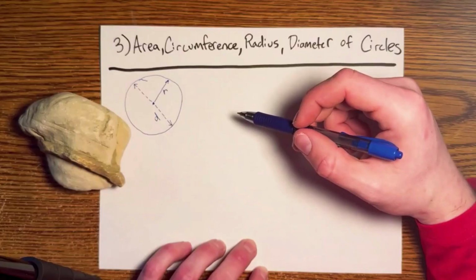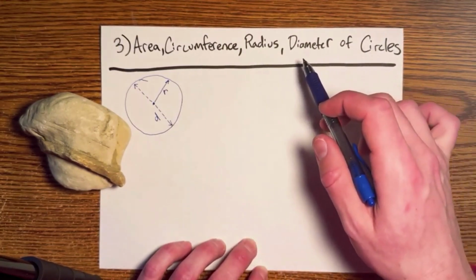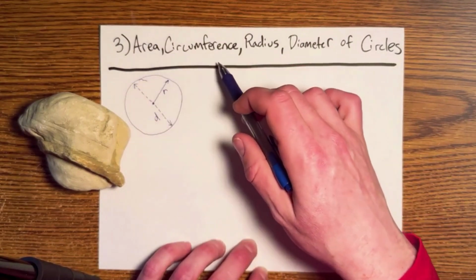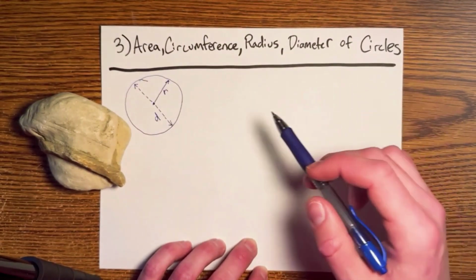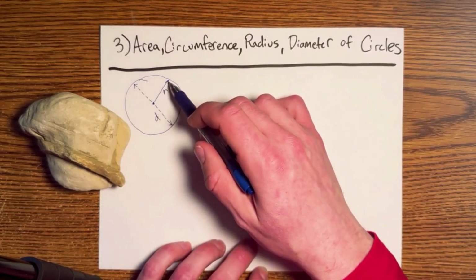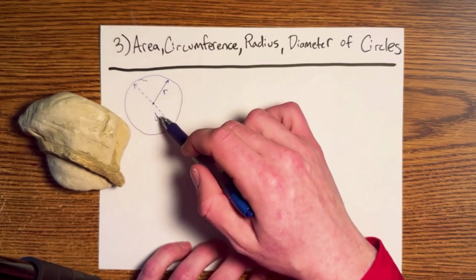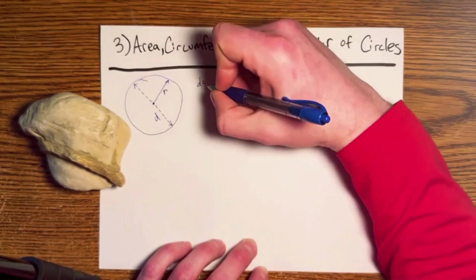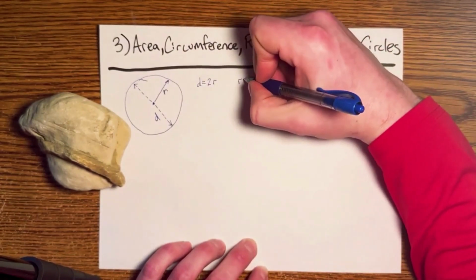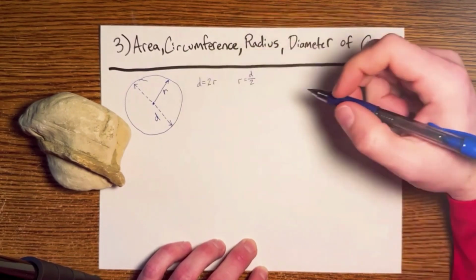Like the first section, you're going to need to be able to work both ways if they give you certain dimensions of a circle to calculate the area and circumference, or given the area or circumference to calculate the radius or diameter. The radius of a circle is the length from the center point of the circle to the edge, and the diameter is twice the radius, so the full length from edge to edge of a circle. Diameter is 2r, or we can see that the radius is equal to d divided by 2, 1/2 the diameter.